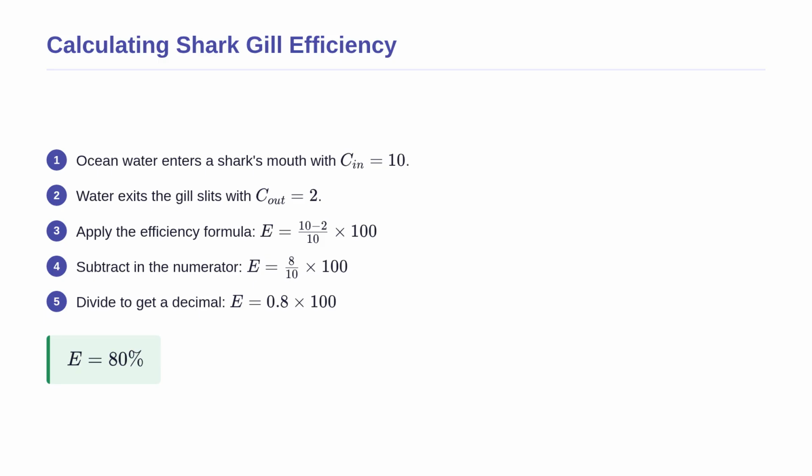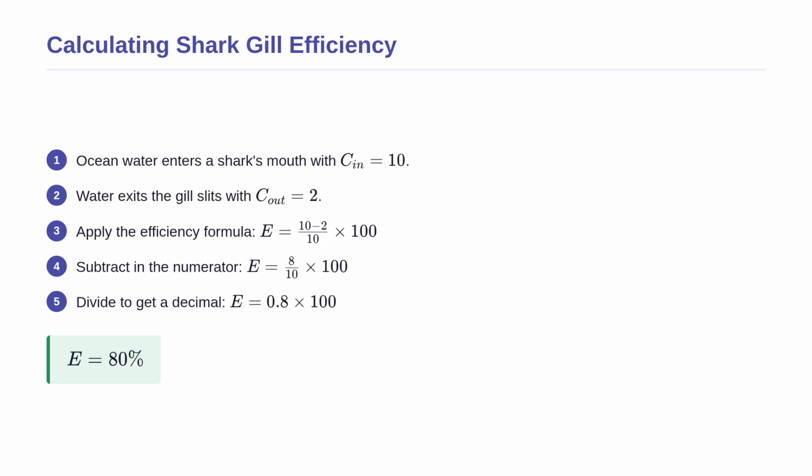Let us evaluate this efficiency with a real-world example of a swimming shark. We're given that the ocean water entering the shark's mouth has an oxygen concentration of 10. After passing over the gills, the exiting water has a concentration of just 2. We want to calculate the extraction efficiency.